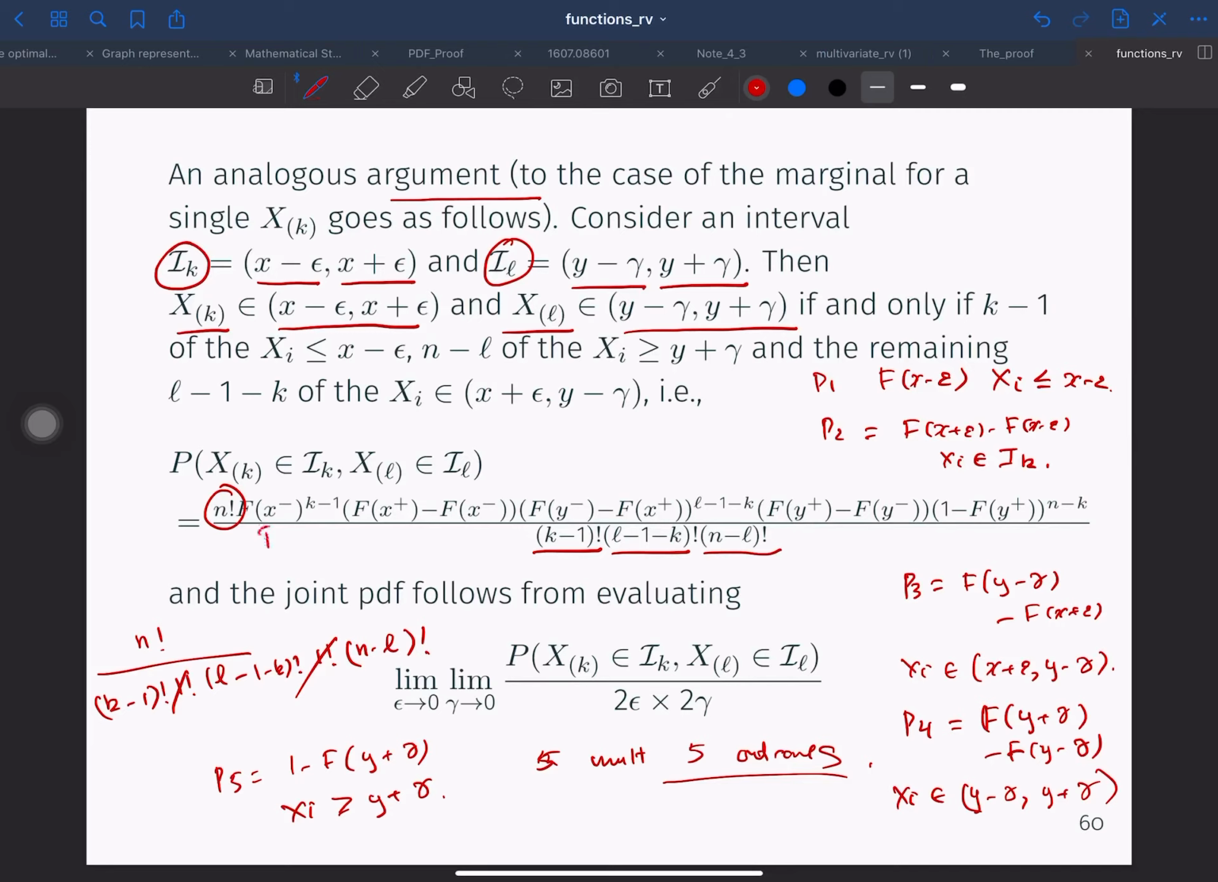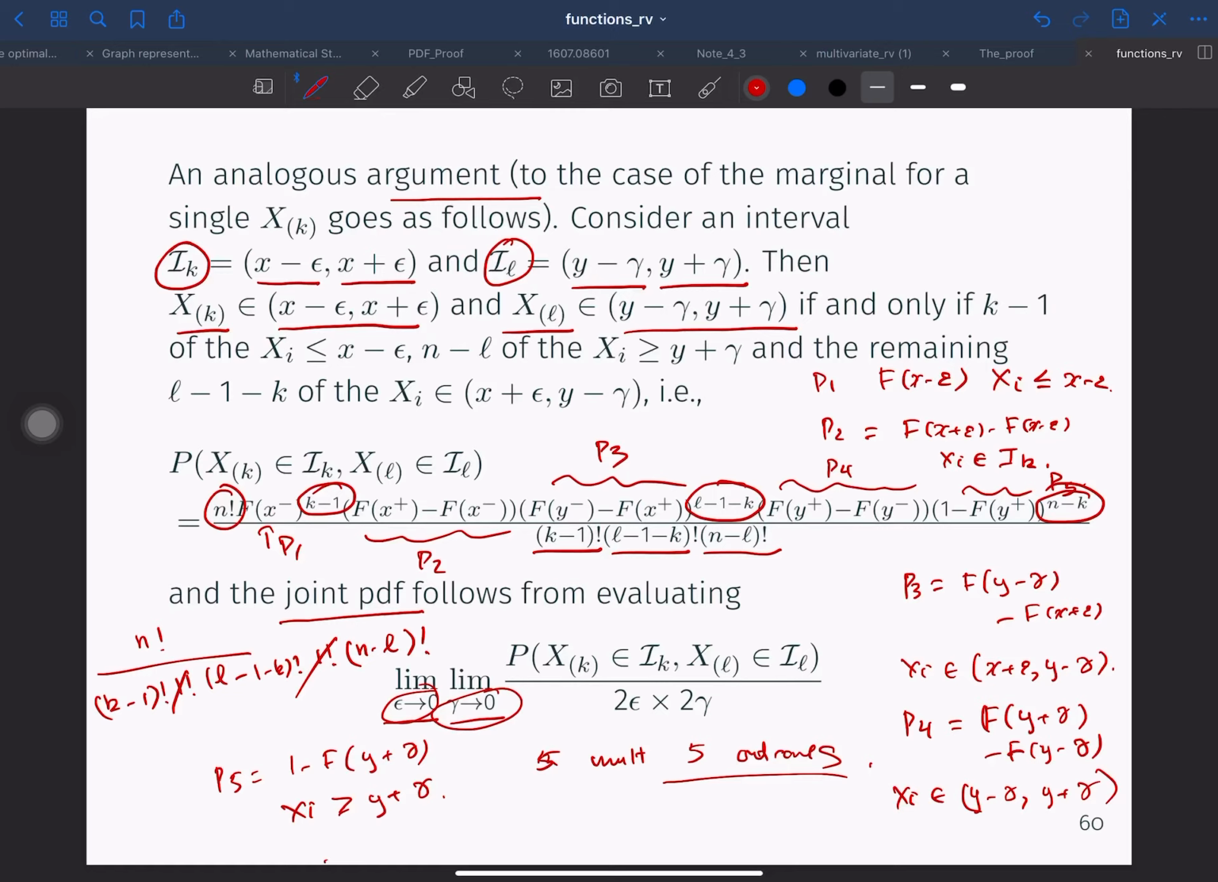So that's P1. This is P2. This is P3. This is P4 and this is P5. And as I say, the exponents are the number of trials out of these n events with this property. And so now if I take the joint PDF, then it follows by taking the partial derivative with respect to x and y. That's the same as taking the limit as epsilon goes to 0 and gamma goes to 0.